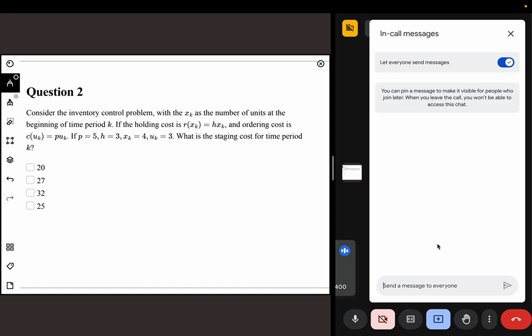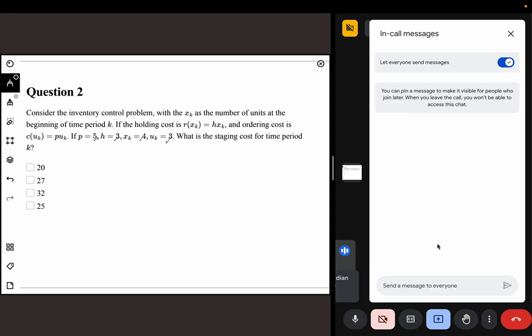So I'm saying that r of xk is h times x of k, and the ordering cost is given by p times u of k. So this is a linear relation. As long as my storage keeps increasing, then my cost for holding also increases proportionally. And how many units I will purchase, proportionally the cost is also going to increase for the purchasing. And if these are the values that are given, what is the cost for the time period k?